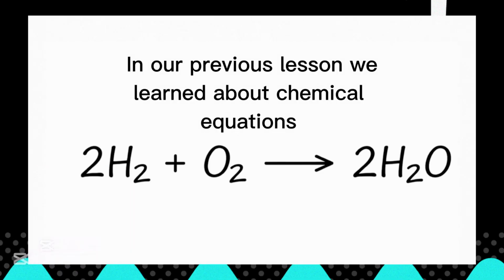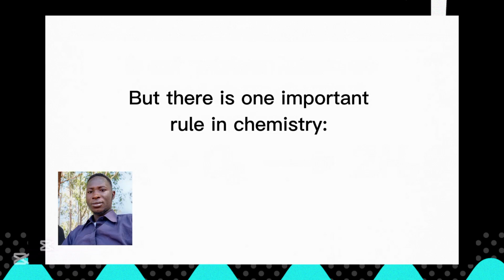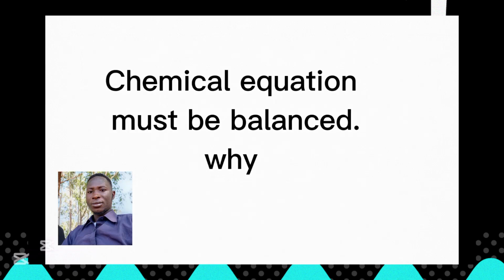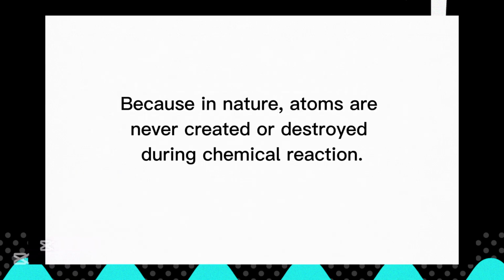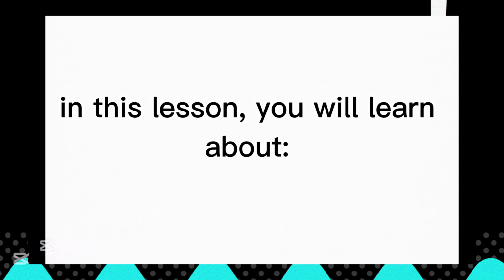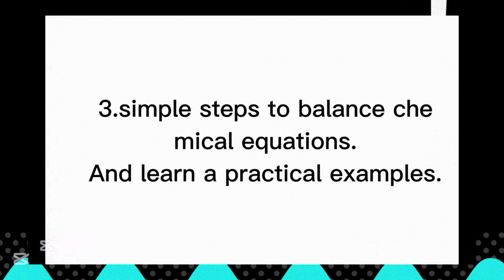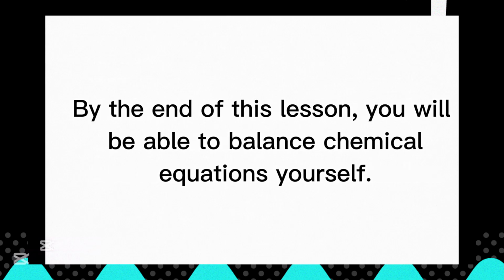In our previous lesson, we learned about chemical equations, but there is one important rule in chemistry. Chemical equations must balance. Why? Because in nature, atoms are never created nor destroyed during a chemical reaction. In this lesson, you will learn what balancing chemical equations means, why chemical equations must be balanced, simple steps to balance chemical equations, and practical examples. By the end of this lesson, you will be able to balance chemical equations yourself.